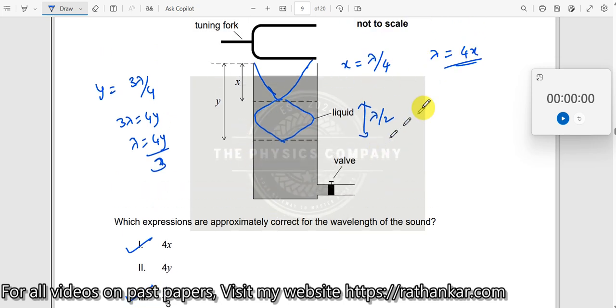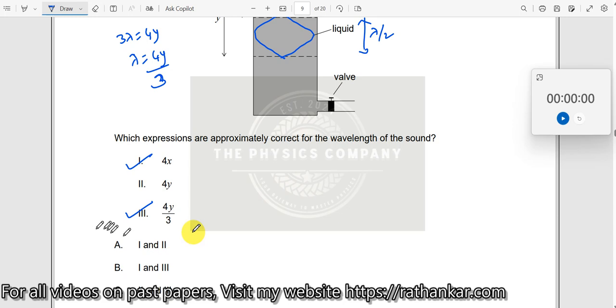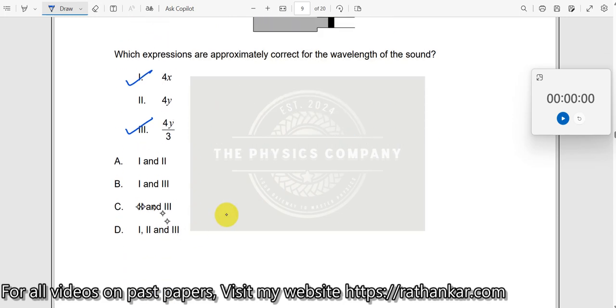So you have lambda equal to 4x and lambda equal to 4y by 3. Both are correct. 1 and 3 are correct. B is the right answer.